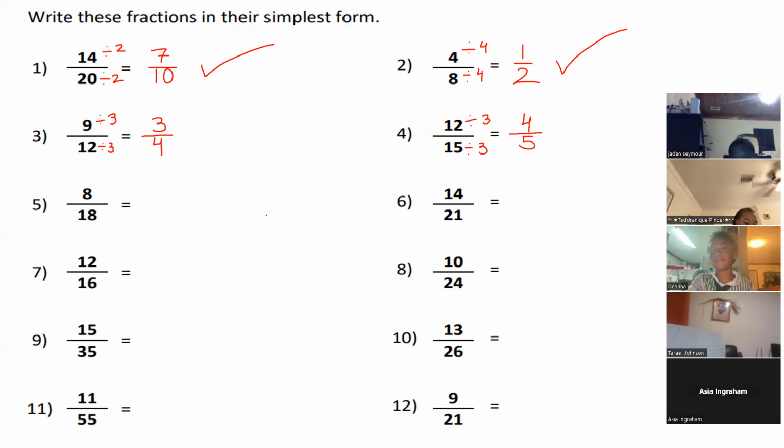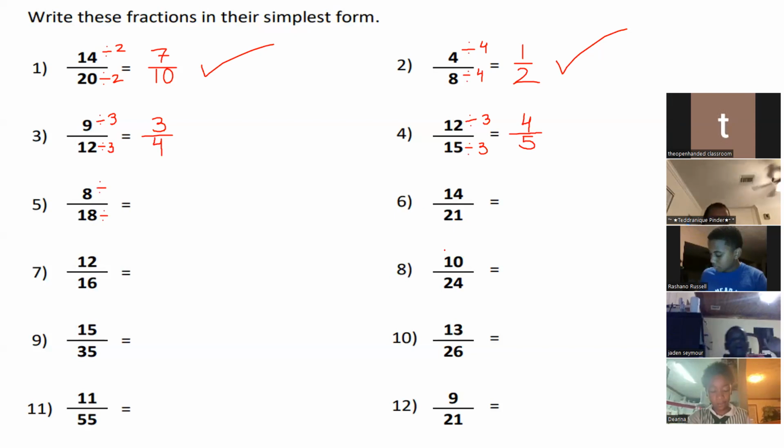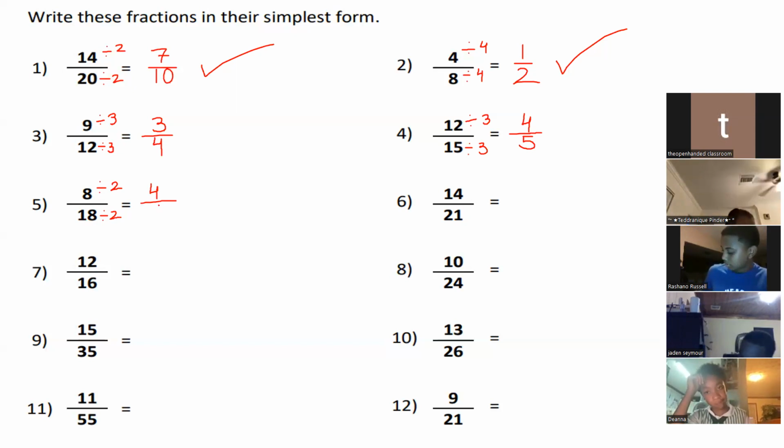8 and 18. What number can go into 8 and 18? 2. You sure it's not 8? No, sir, it's 2. 8 can't go into 18. Very good. Remember, the teacher tried to trick us. So 8 divided by 2 is what? 4. All over 18 divided by 2 is?